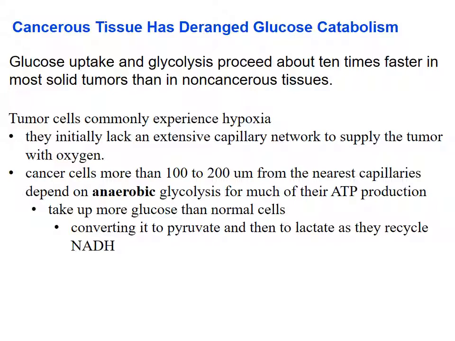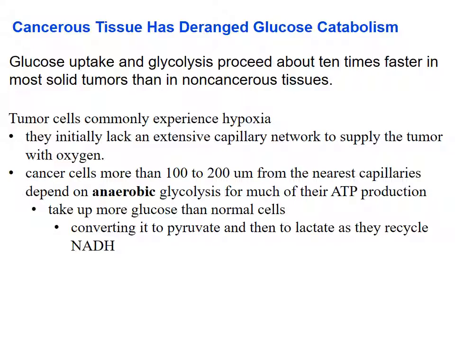It has to take up nutrients from its environment. It has little oxygen, right? So what does it do? It's in a hypoxic environment. So anaerobic metabolism is the only thing that it can do to generate ATP, by taking up more glucose than normal cells.